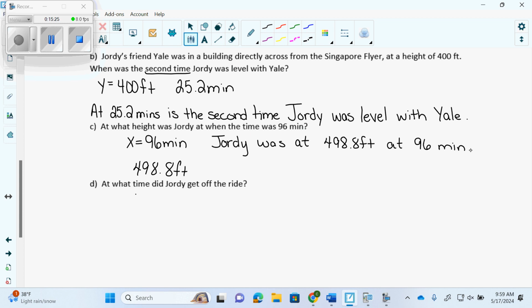Now it says, at what time did Jordy get off the ride? The fourth time the height is what? And what was the minimum? Look on your table. What's the minimum? You guys getting on a Ferris wheel. Looks like 49 feet, right?